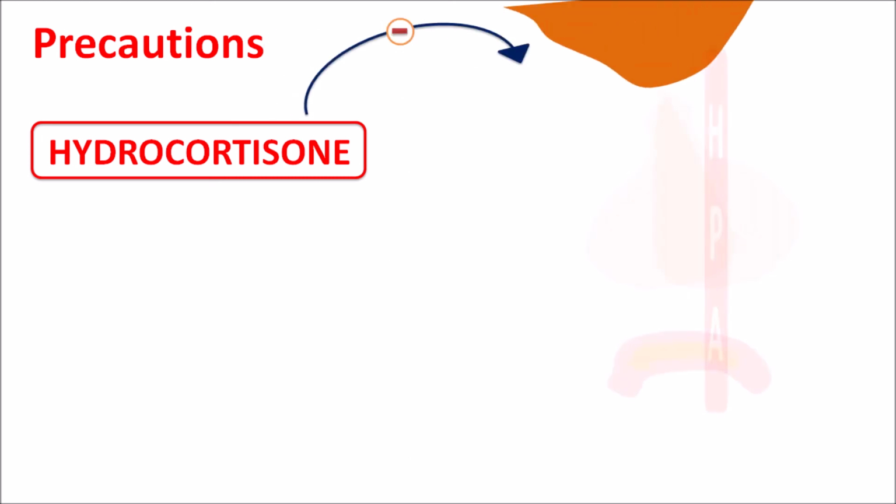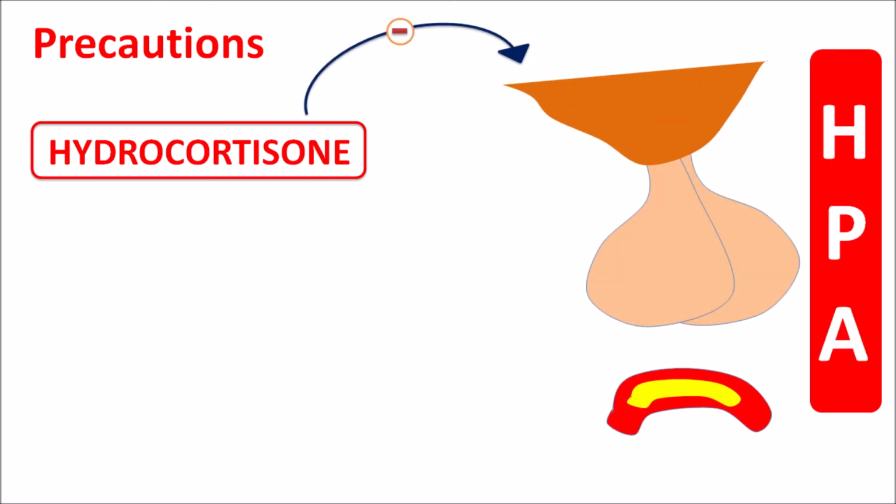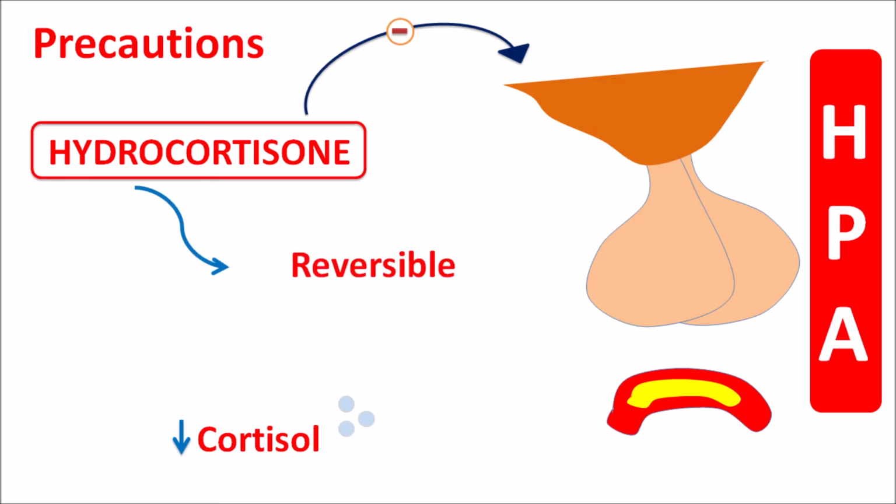Hydrocortisone can suppress the HPA axis, the hypothalamus, pituitary and adrenal axis, so that the release of cortisol is somewhat reduced. So it can produce adrenal insufficiency which is somewhat reversible. So by stopping the usage of this hydrocortisone, the HPA axis can be restored, and the suppression of the HPA axis is observed with increased dose and frequency of usage. So on frequent usage for a long term, hydrocortisone can suppress the HPA axis.